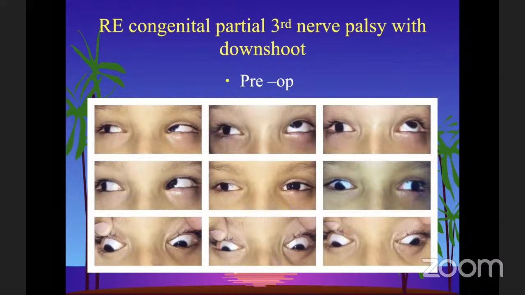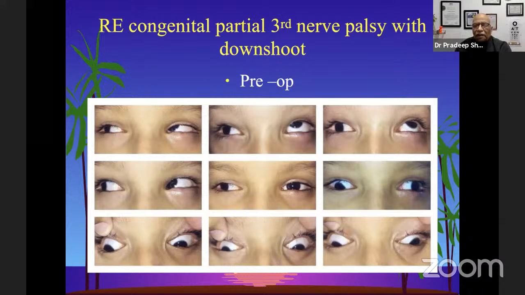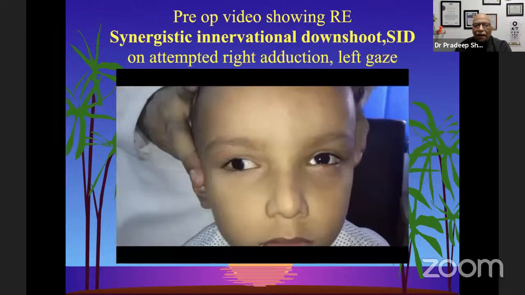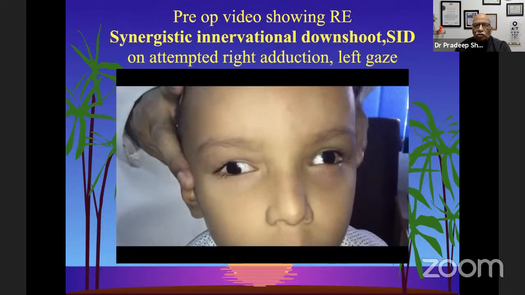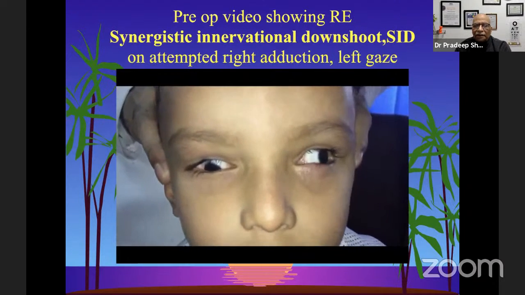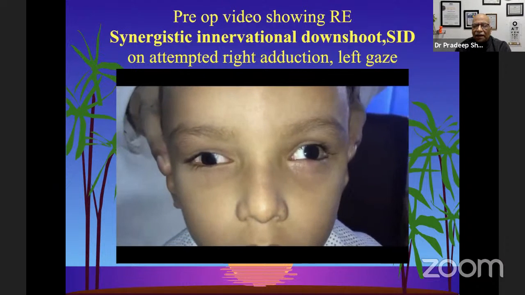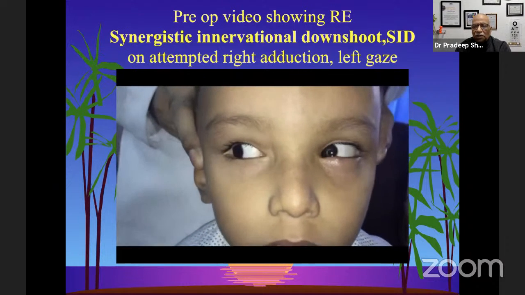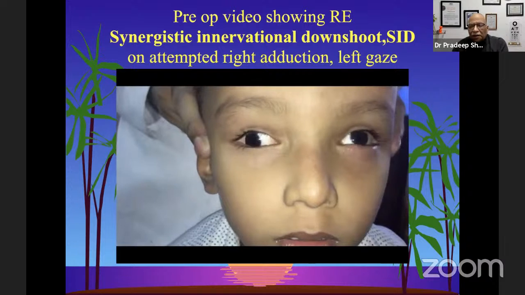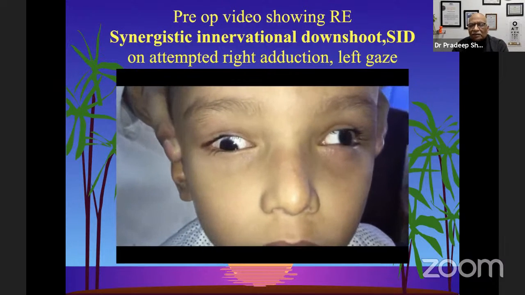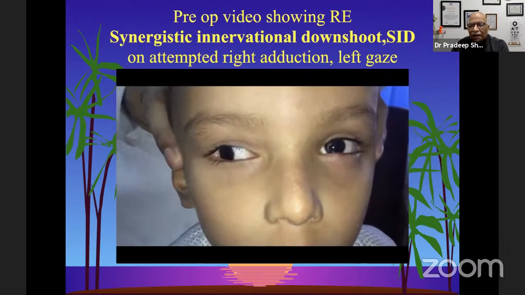Sometimes we have these partial Thurner palsies with downshoot. Now this we have described as a synergistic innervational downshoot or a SID syndrome. Now on attempted adduction, you'll see the right eye is going down. This is shooting down. Why is it happening? There is an aberrant innervation to the inferior rectus coming during adduction of the right eye.